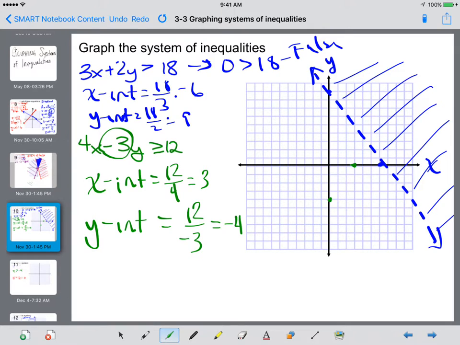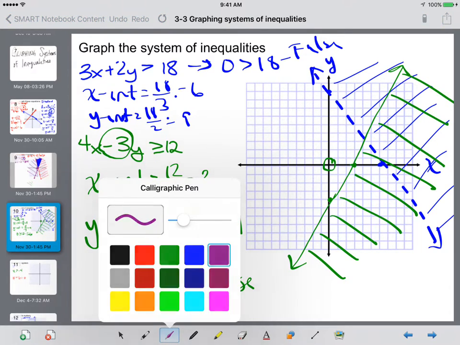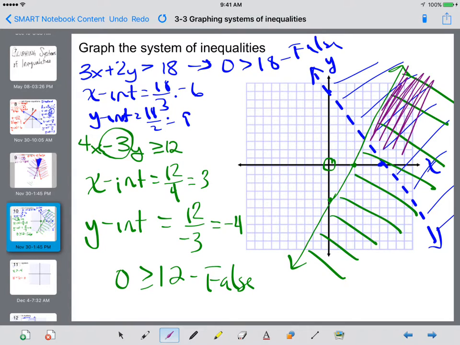And this is a solid line because of that line underneath. So I connect the points. There's my line. We're going to do the same thing with this shading. Pick 0, 0. So we have 0 on the left, greater than or equal to 12. That's false. So again, we're shading away from 0, 0. So that means down this direction, which our shaded region is in this neighborhood.